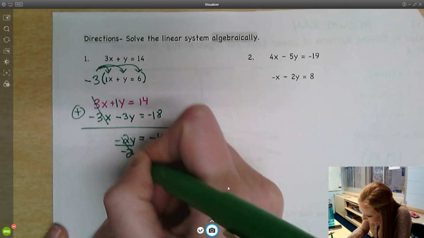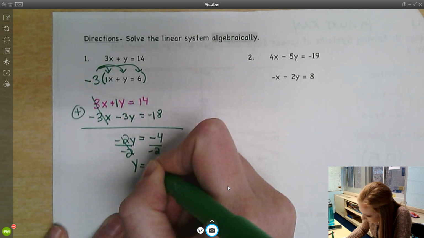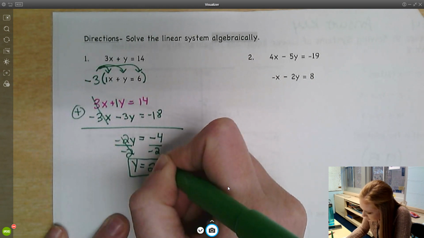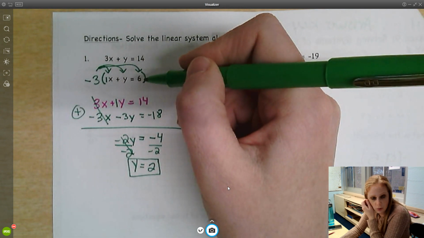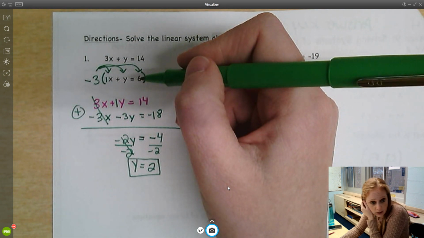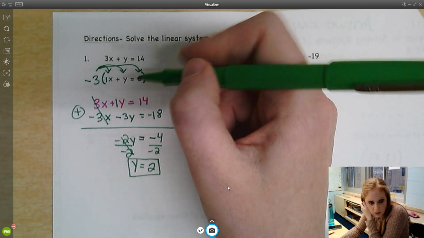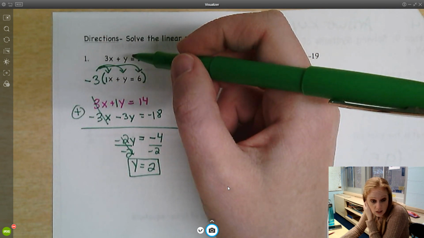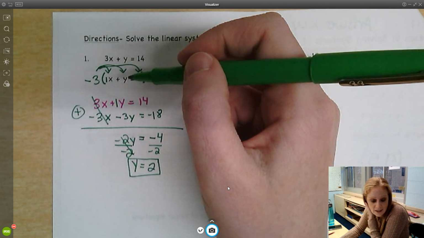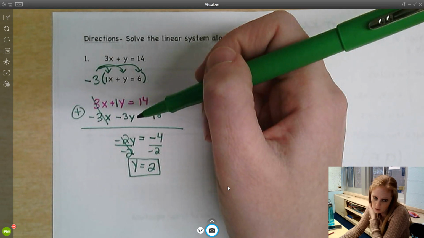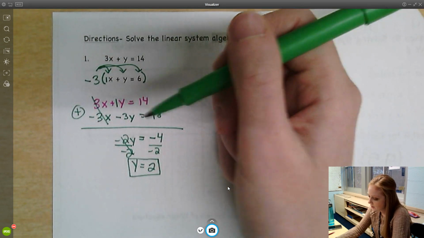Divide both sides by negative 2. Y equals positive 2. Okay, so I chose to multiply everything in the second equation by negative 3. Someone else may have suggested maybe multiplying by negative 1, and then you'd have a positive 1y and a negative 1y, and that would cancel as well. So that was another way that you could have done it.